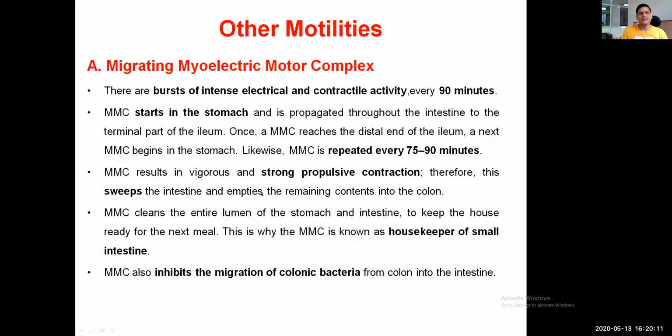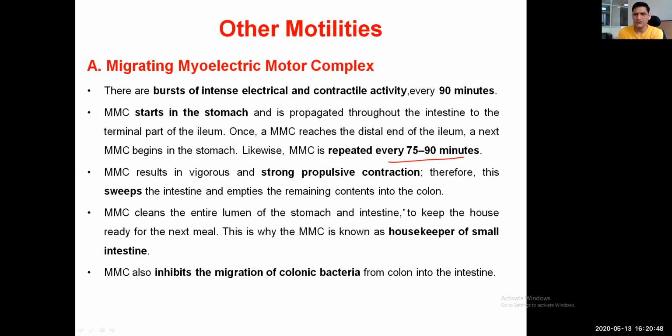Other motilities are the migrating myoelectric motor complex, which we have already seen. Every 90 minutes there is a burst of intense contractions which clean up the stomach and small intestine. It starts from the stomach, goes up to the ileum, and is repeated every 75 to 90 minutes. These are vigorous and strong propulsive contractions.